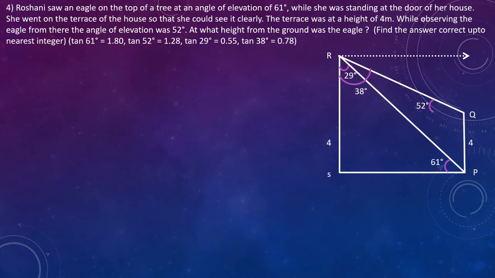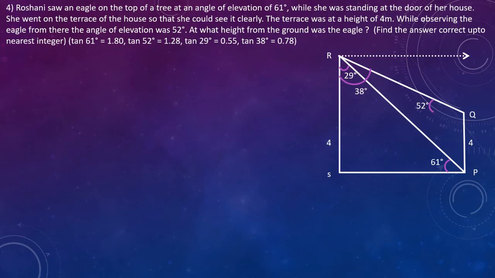In the bracket they have given, find the answer correct up to the nearest integer. Also they have given values of some trigonometric ratios: tan 61 degrees is equal to 1.80, tan 52 degrees is equal to 1.28, tan 29 degrees is equal to 0.55, tan 38 degrees is equal to 0.78. Also they have given the diagram.